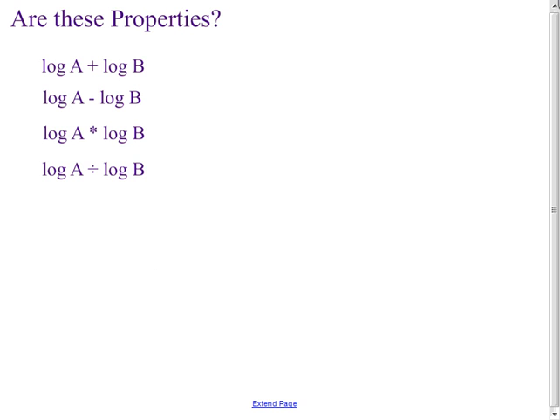So, I want to know, are these properties? Take a moment, write yeses and nos next to them. So, can I add 2 logs? Absolutely. Can I subtract 2 logs? Yep. Is there a property that talks about multiplying 2 logs? No, not a log property. Can I multiply 2 logs? Sure, but there's no property that goes with it. Can I divide 2 logs? No property with it, but I can divide them.